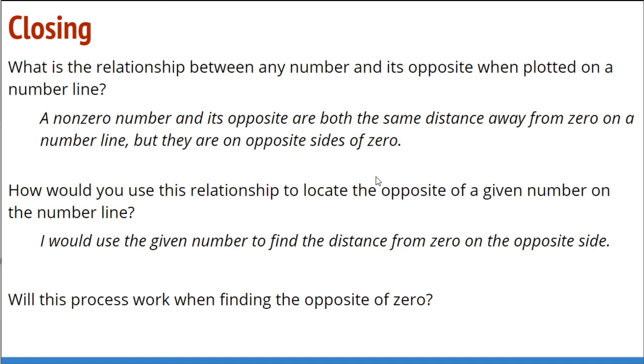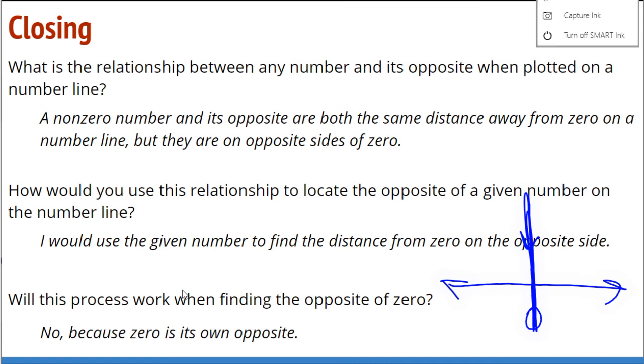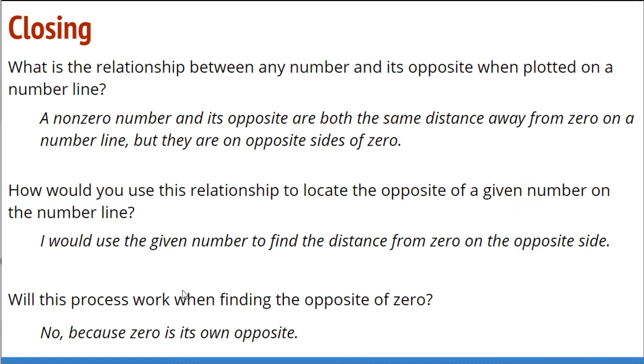So will this process work when finding the opposite of 0? Pause and think about that for a moment. And the answer is no, because 0 is its own opposite. On a number line, 0 is no distance from 0, which means 0 is its own opposite. There is no positive 0, there is no negative 0, there is just 0, because everything counts from here. That's one of the really cool and powerful things about 0. It isn't positive, it isn't negative, it is just 0.